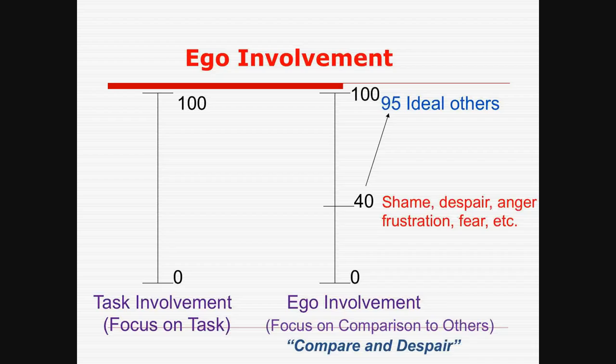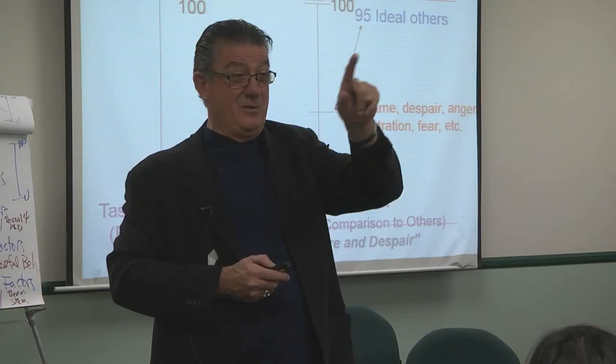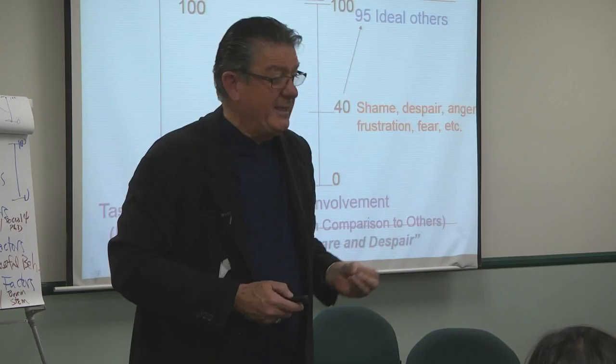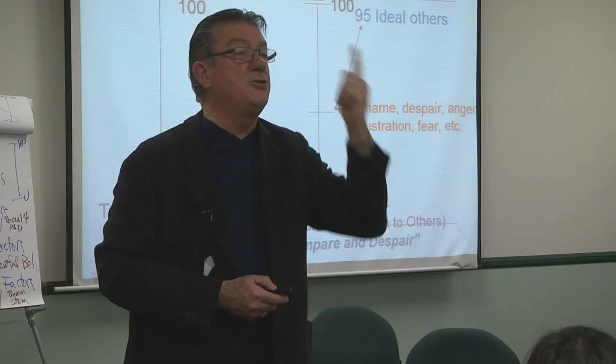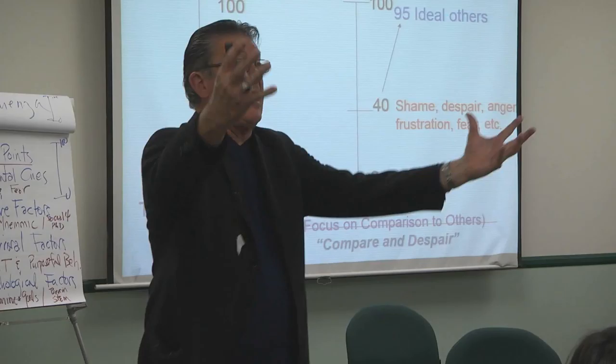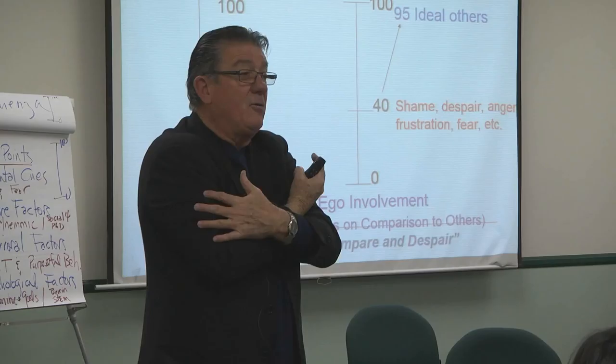So ego involvement, this is the last one I want to finish. Compare and despair. When I'm ego involved, I'm comparing. If I'm at 40 and I think everybody's at 95, how do I feel? Shame, despair, anger. I used to go to San Francisco to the middle schools. One of those kids is finishing his PhD now. I talked to him one time when he was just in eighth grade. I said, ¿Y cómo se siente? Inútil, desesperado, avergonzado. All these seventh grade kids knew the words about shame.